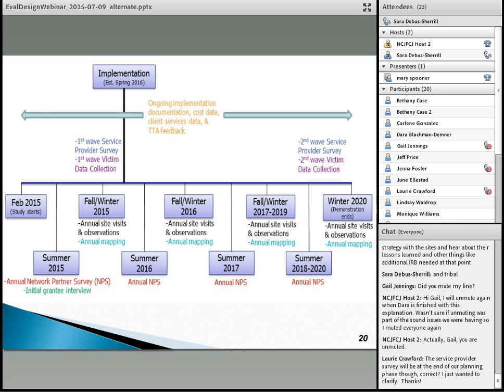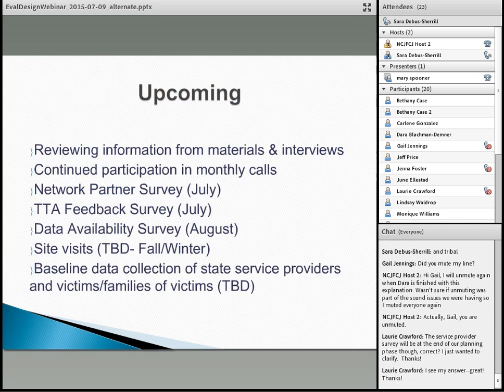We are putting these together, so you'll get them all at the same time. Again, only those who've actually received TTA will receive the TTA survey. And then the network partner survey is the survey of the closely involved partners in the project.